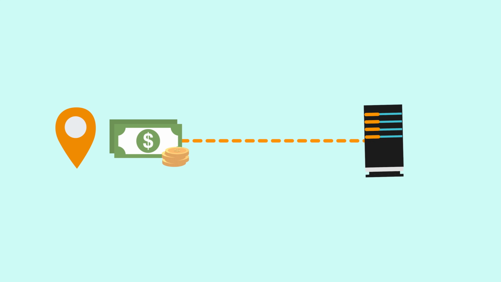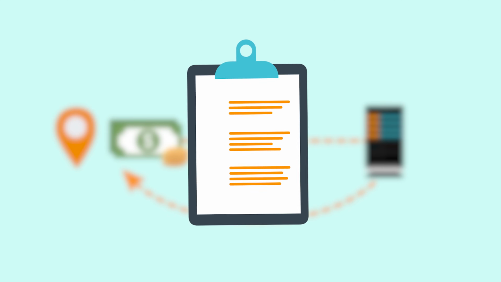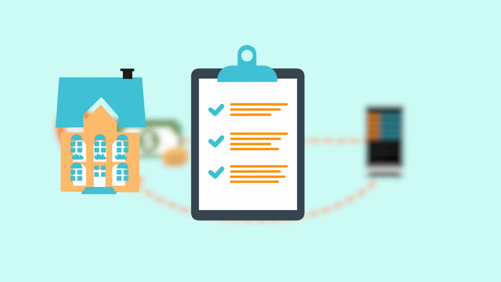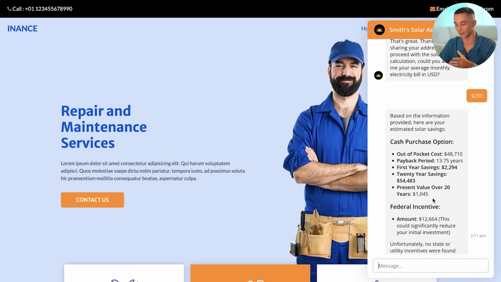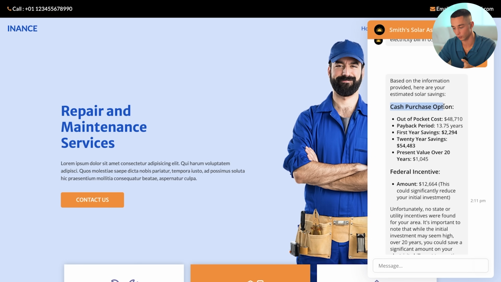Now it's going to take that address, it's going to take that monthly cost of power, and it's going to call the Google Solar API, bring it back, and tell us exactly what kind of savings we can expect for our property if we choose to convert to solar. There we have it. It's given us a full breakdown of our options for solar based off our location. I'll break this down a little bit more later.